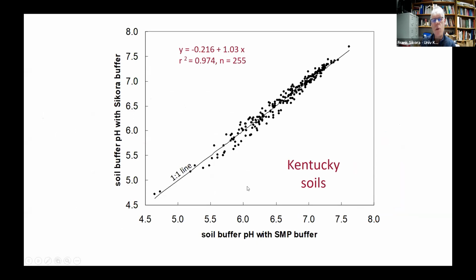This graph shows a comparison of the Sikora buffer pH with the SMP buffer pH, adding 10 mL of buffer, either Sikora or SMP buffer, to 10 cubic centimeters of soil. There was a good agreement between the two. The one-to-one line is here, and you see the scattered points around the one-to-one line and a high R squared.